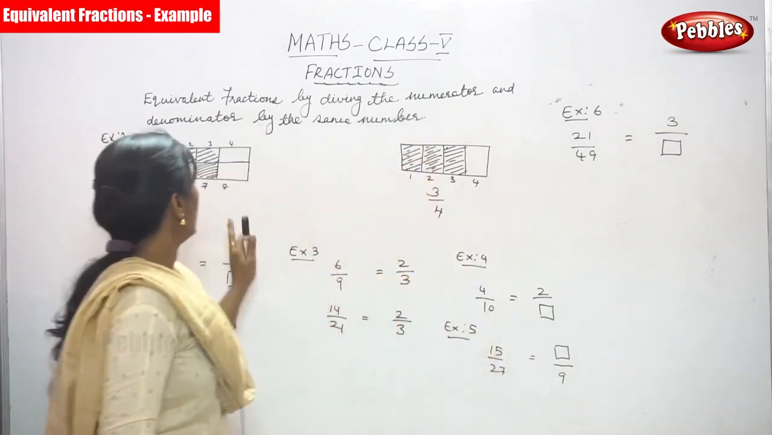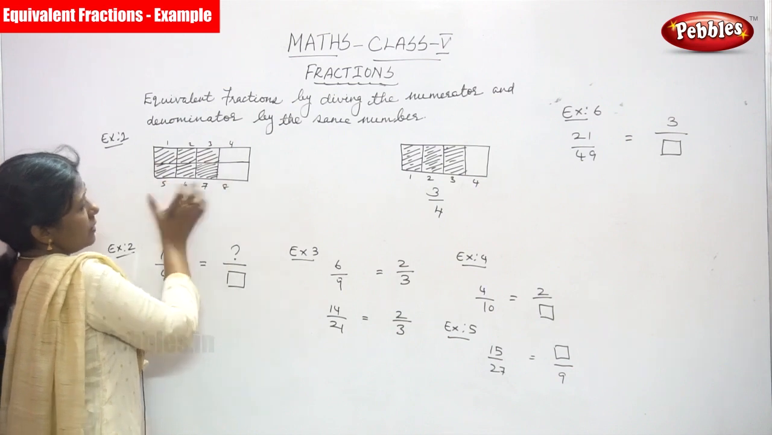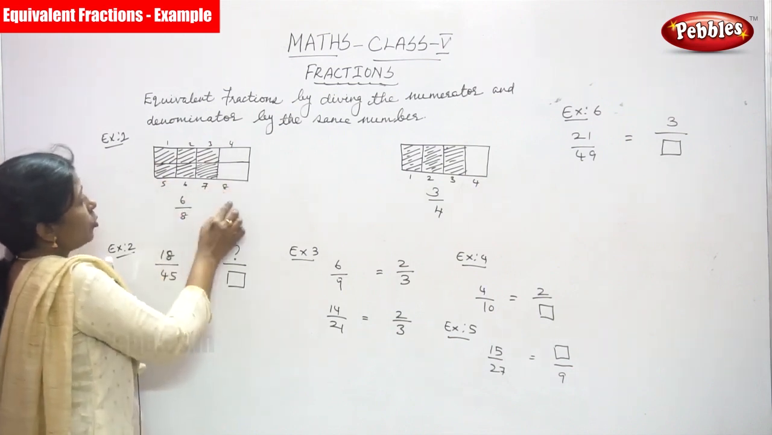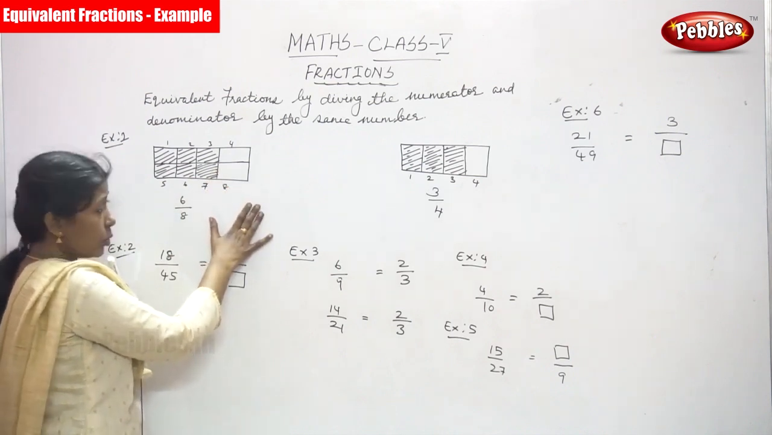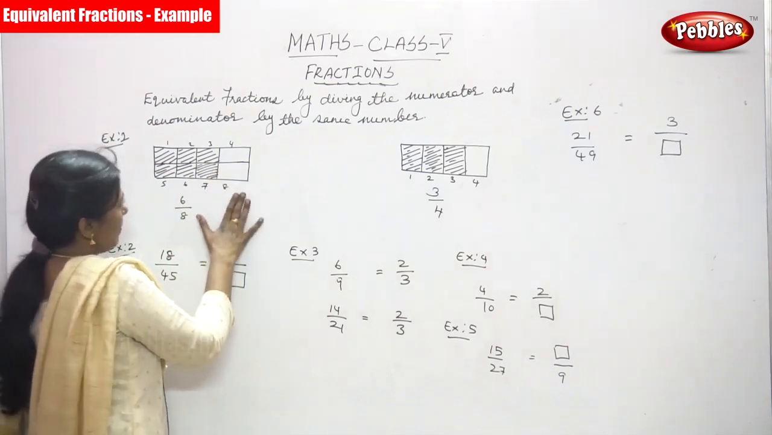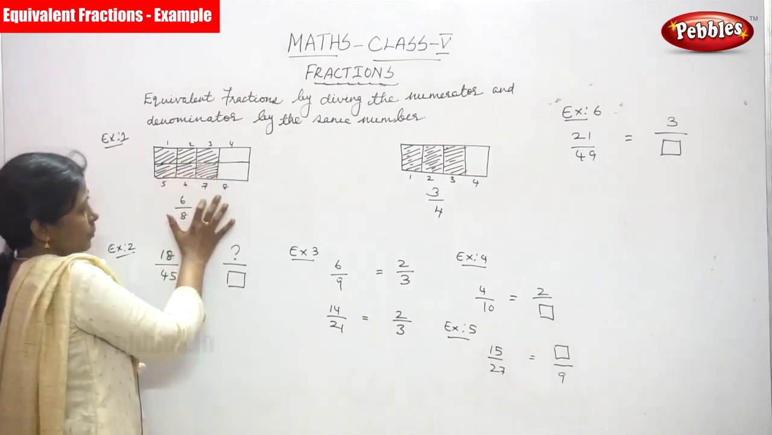Okay, now look at the sum. Here I will draw the box. I cut it into 1, 2, 3, 4, 5, 6, 7, 8 equal parts. I cut it into 8 equal parts, and after that I shaded how many portions? 1, 2, 3, 4, 5, 6 portions.